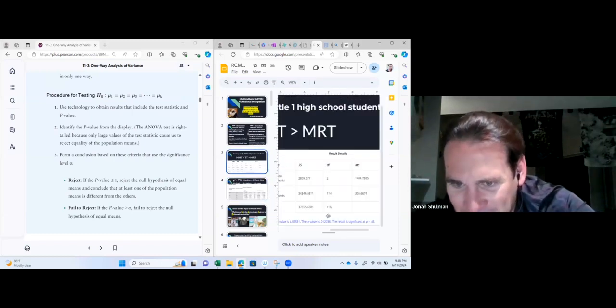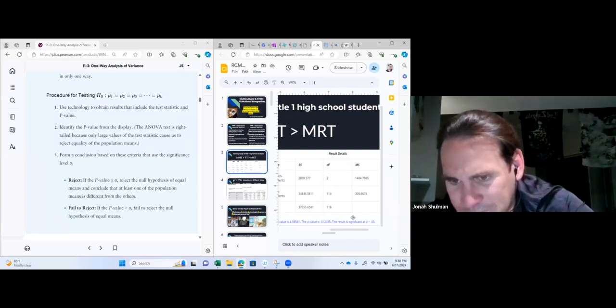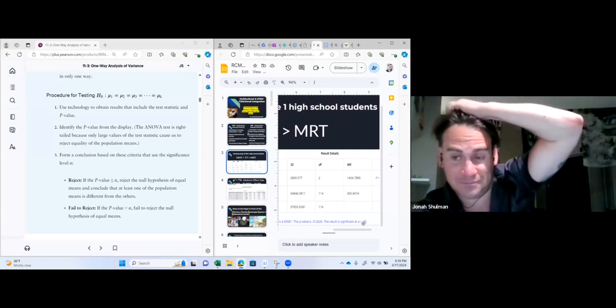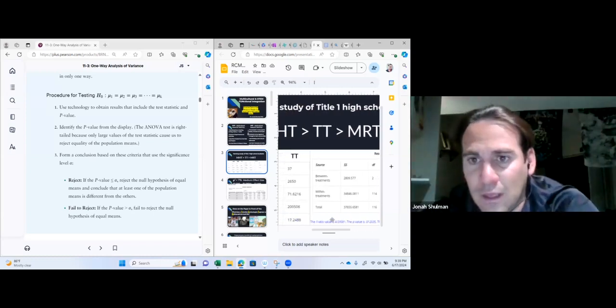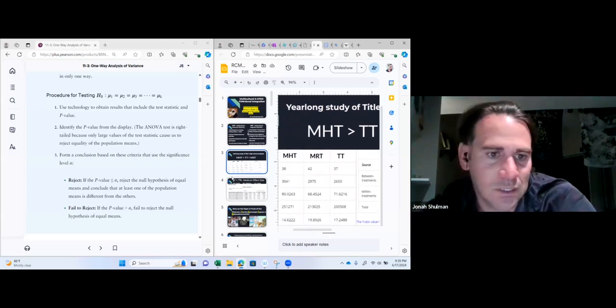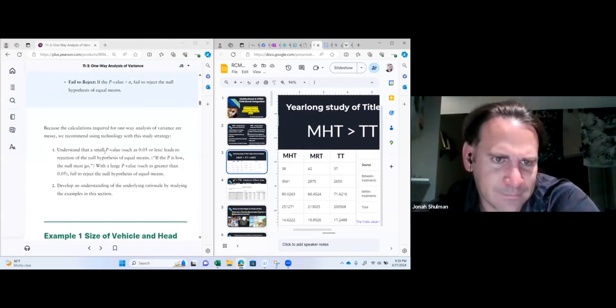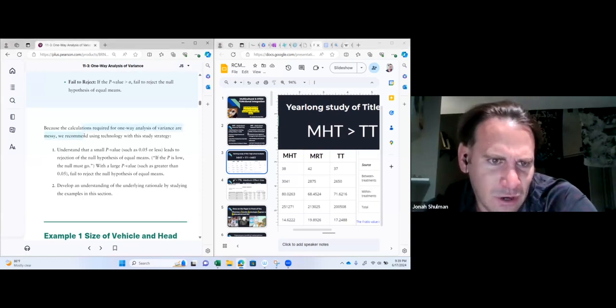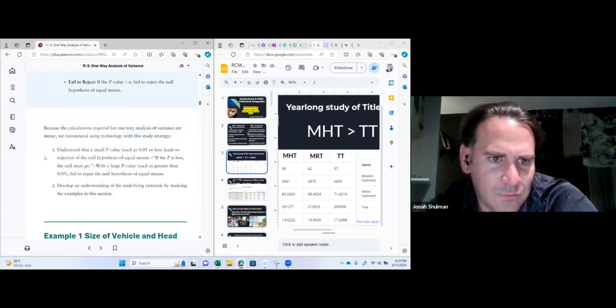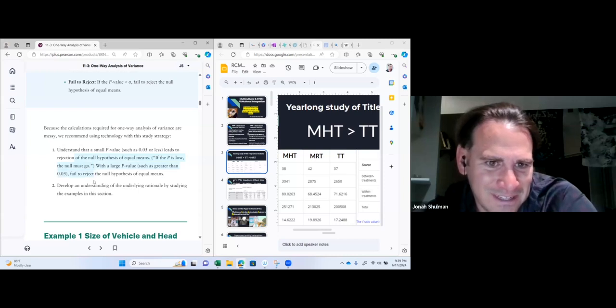If we look back at mine, my p-value was 0.012035. That is less than 0.05, which means I can reject the null and say that there is a difference between these three groups. As the calculations are messy, they want us to use technology. Understand that small p-values lead to rejection of the null.